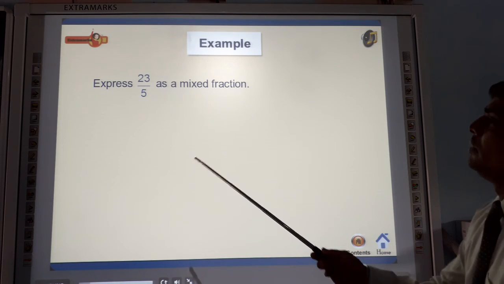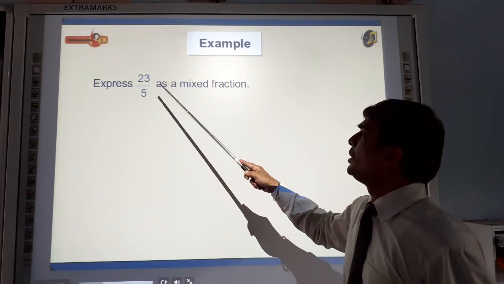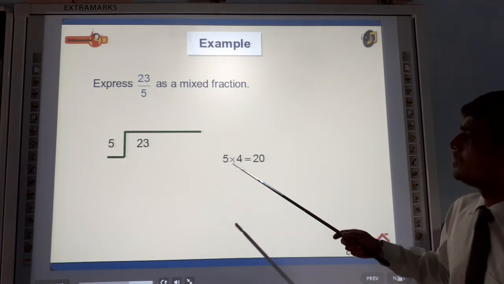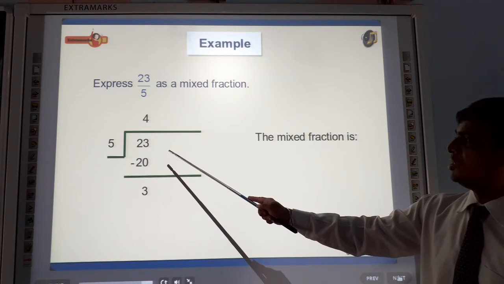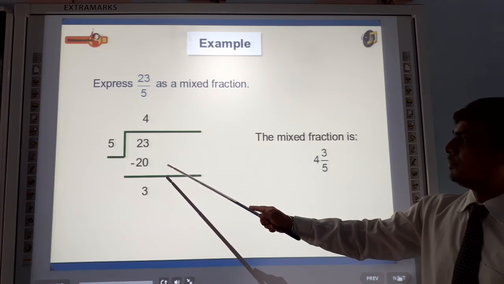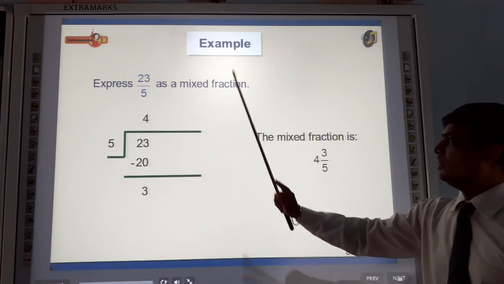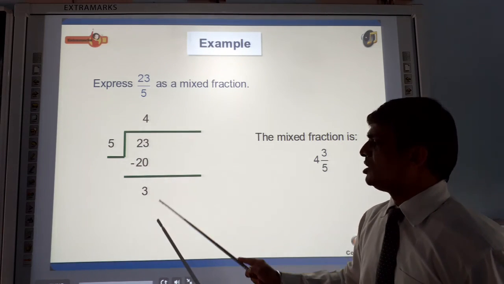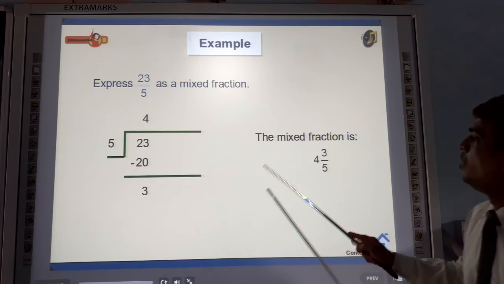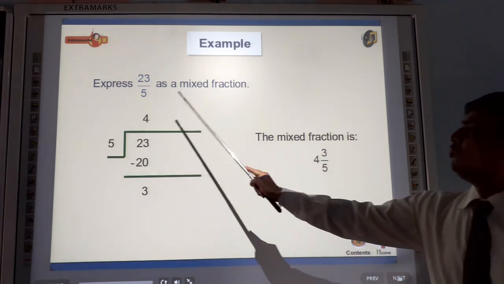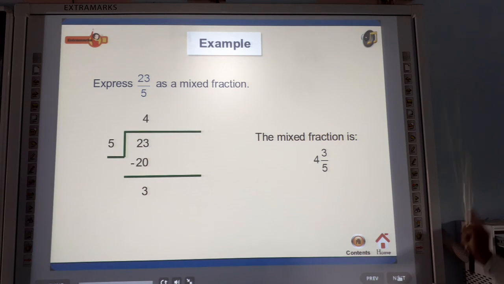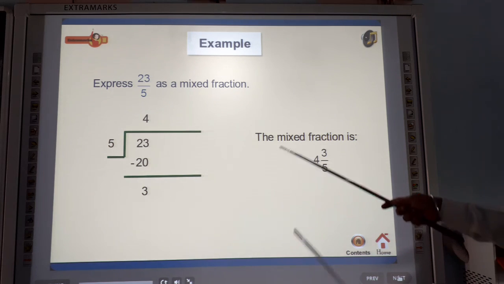Next example, express 23 upon 5 as a mixed fraction. This is the quotient, this is the numerator, this is the remainder. 5 fours are 20, remainder is 3. So the mixed fraction is 4 3 upon 5. This is the mixed fraction. Okay student, write down the question.